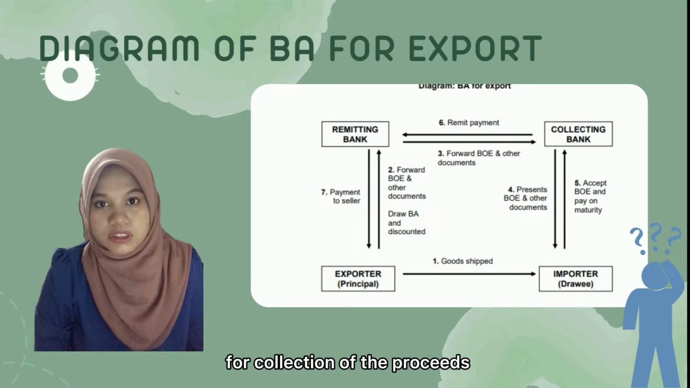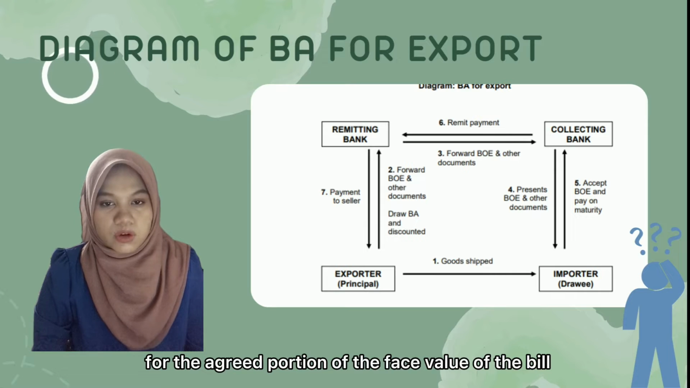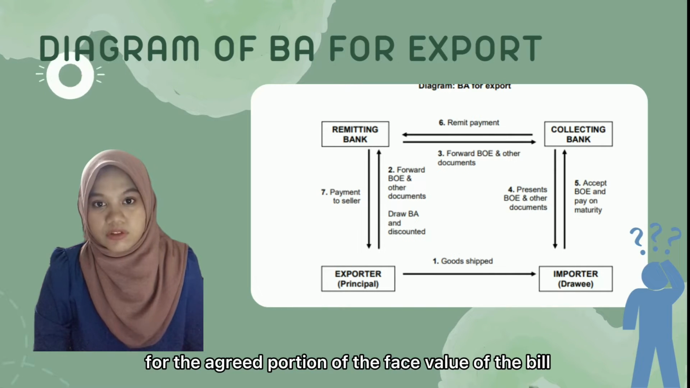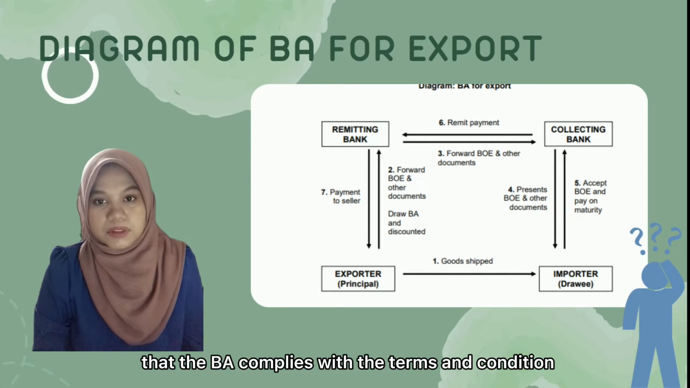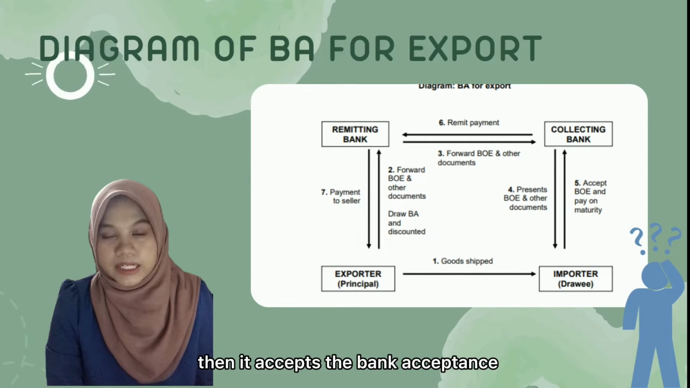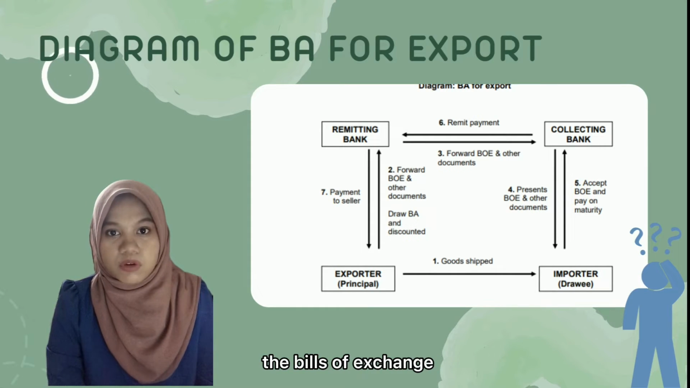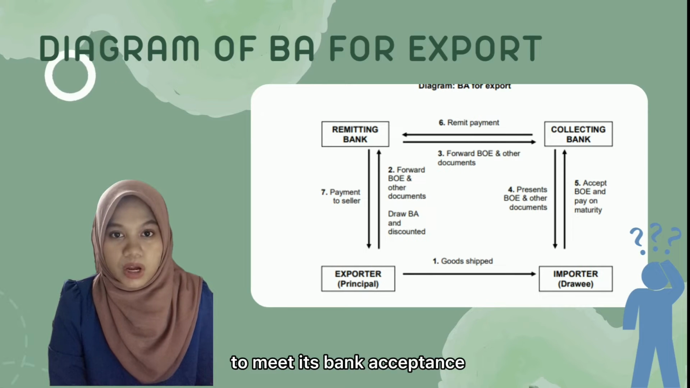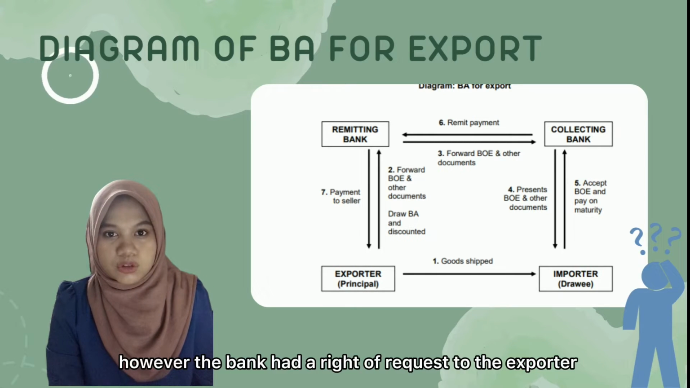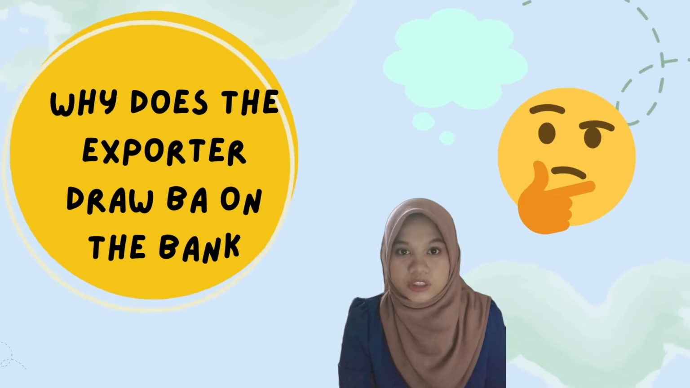The exporter draws a bank acceptance on the bank for the agreed portion of the face value of the bill. If the bank is satisfied that the BA complies with the terms and conditions, then it accepts the bank acceptance. After the due date, the overseas buyer pays the bill of exchange. The amount collected provides the bank with funds in time to meet its bank acceptance. However, the bank has a right of recourse to the exporter if the overseas buyer doesn't pay and the exporter cannot pay the usance bill.